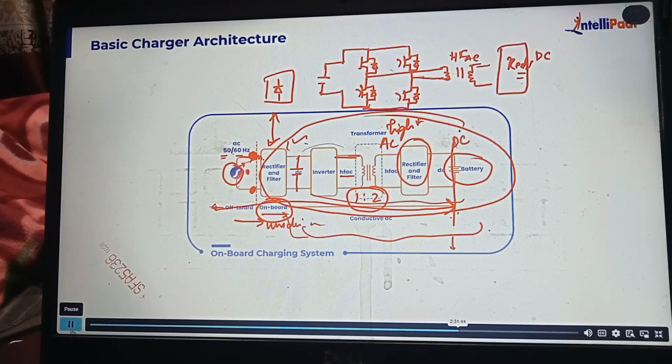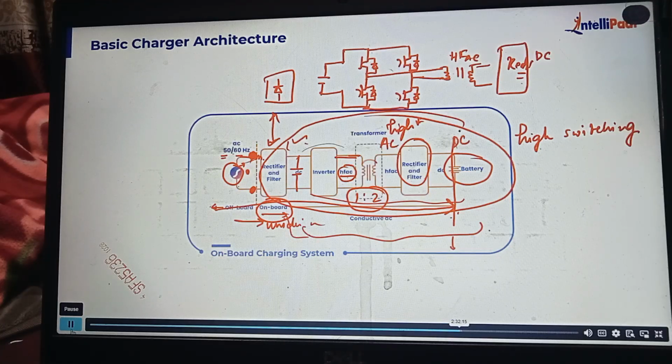Yes? I could not get it. What are you saying? What is HFAC? I told you, high frequency AC means these inverters and rectifier are fired at very high switching frequency. Why are we going for higher switching frequency?